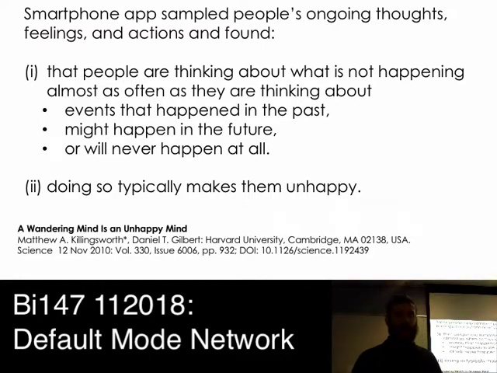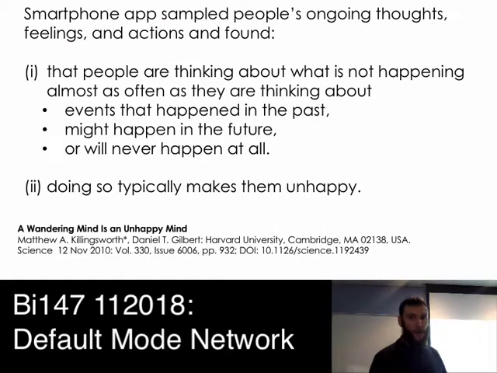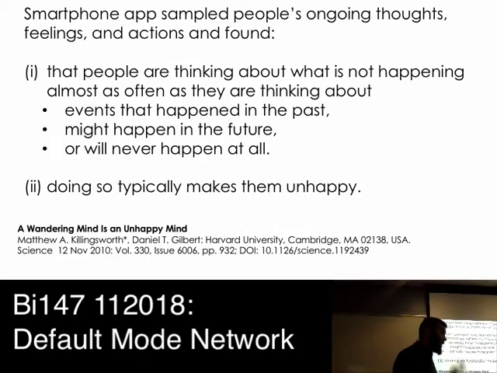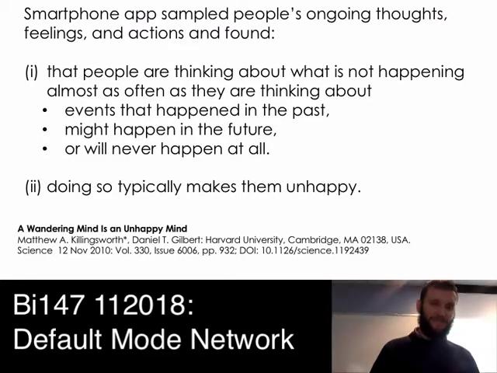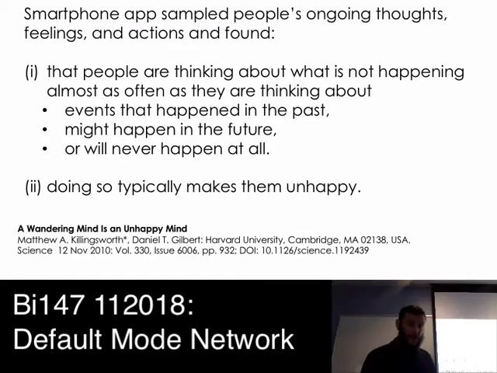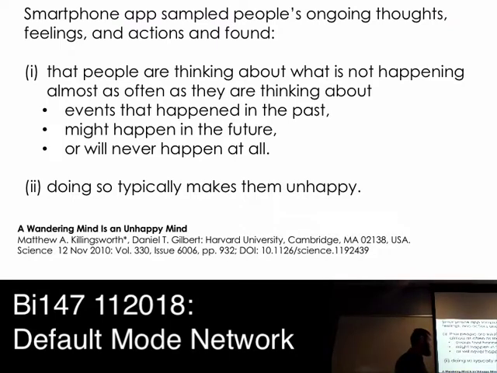These were what they found. Number one, people are thinking about what is not happening at that moment about half of the time. They're not thinking about what's going on half of the time. They're thinking about the past, what might happen in the future, or what will never happen at all. That leaves a lot of room there. And the other thing they found was that doing this makes them unhappy.